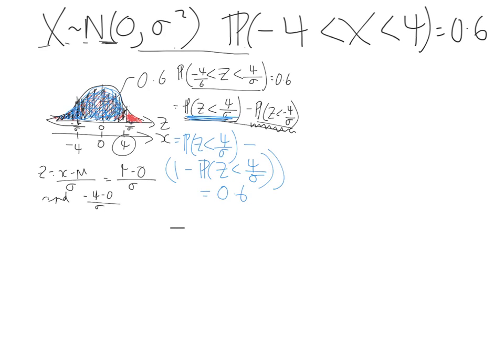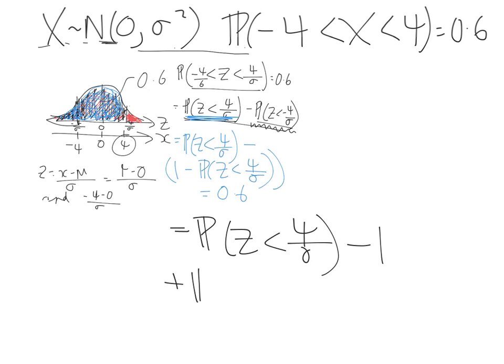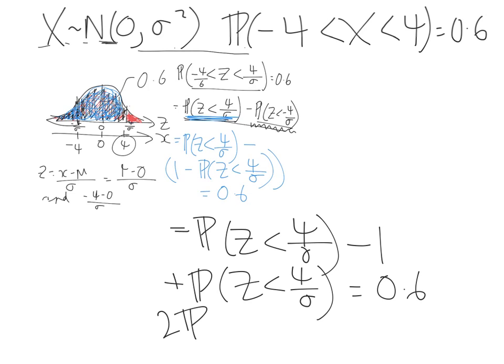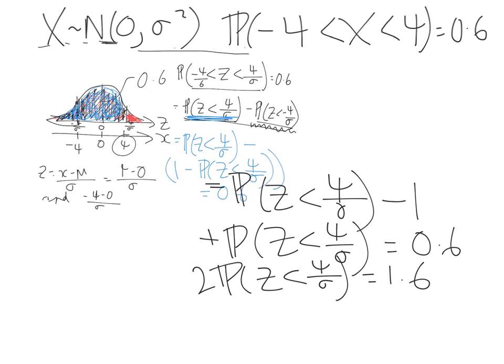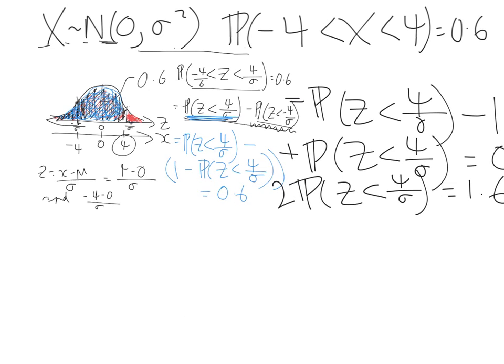Okay, so then we can rewrite this as the probability that z is less than 4 over sigma minus 1 plus the probability that z is less than 4 over sigma equals 0.6. So then we've got 2 times the probability that z is less than 4 over sigma equals 1.6. Just move this over here. So that means that the probability that z is less than 4 over sigma equals 0.8.